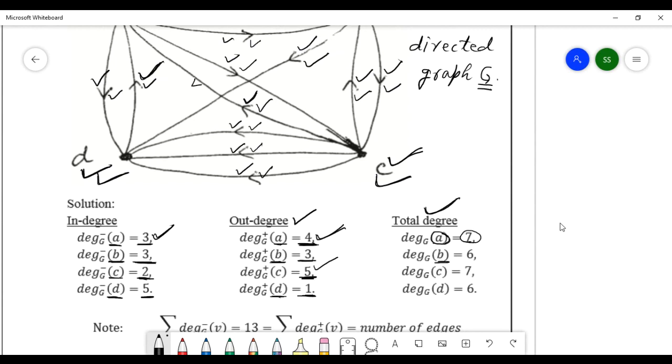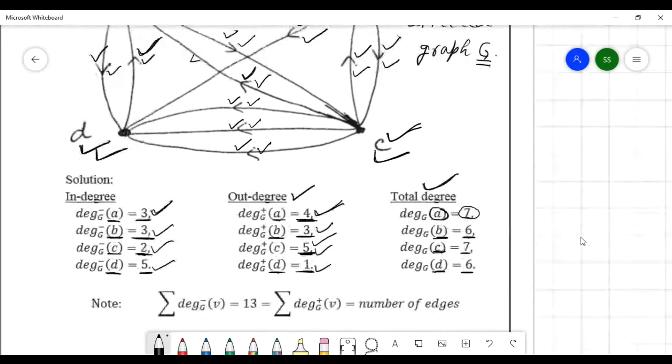And at this vertex B, here 3 and here 3, total 6. And at this vertex C, here 2 and here 5, that is 7. And at vertex D total, here 5 and here 1, 5 plus 1 equal to 6. Right? So these are the totals.